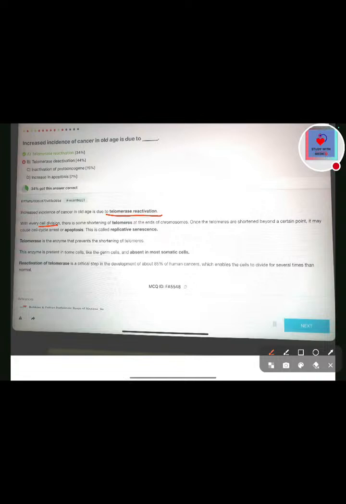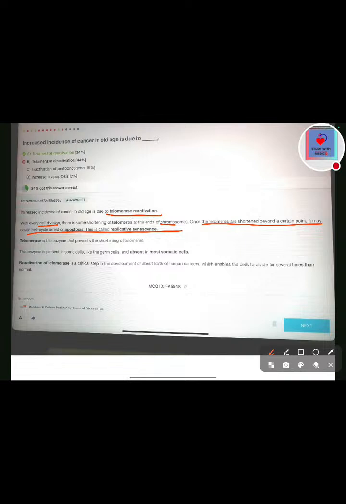With every cell division there is some shortening of telomeres at the ends of the chromosome. Once the telomeres are shortened beyond a certain point, it may cause cell cycle arrest or apoptosis. This is called replicative senescence. But if the telomeres are regenerated again and again, then it will lead to cancer.